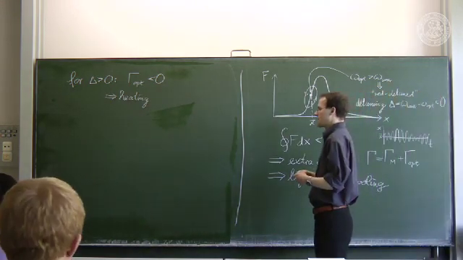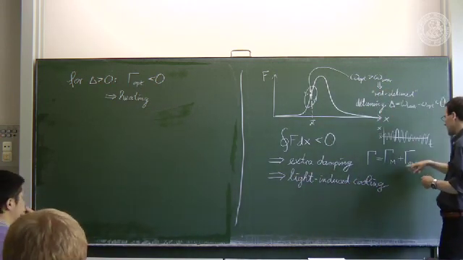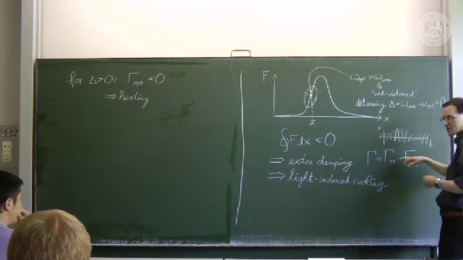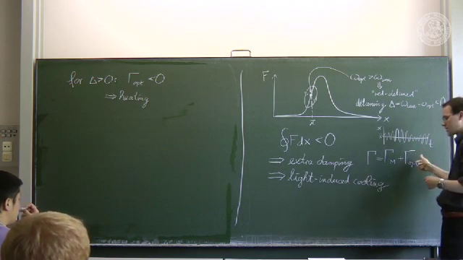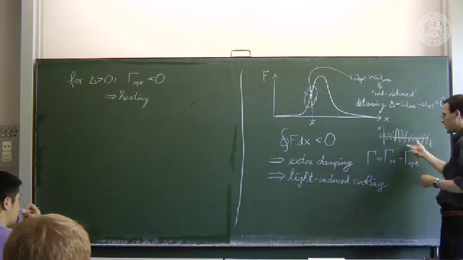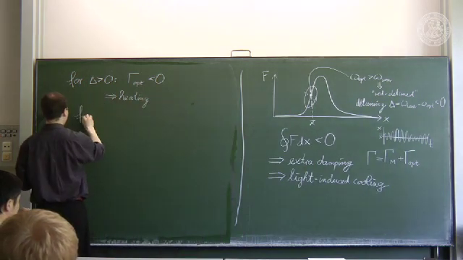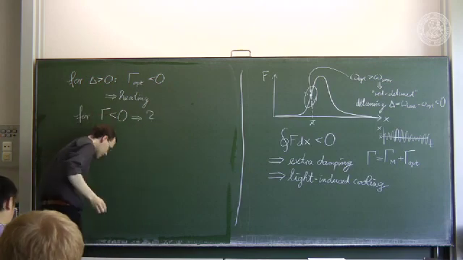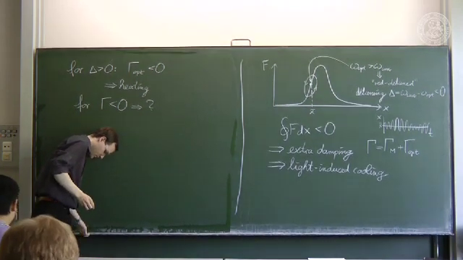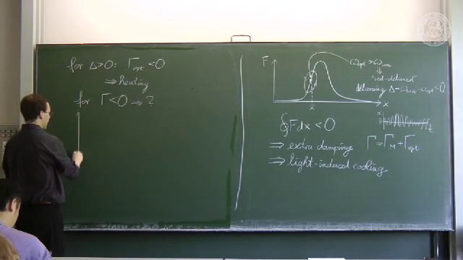Now, there's an interesting situation when you try to increase ever further the magnitude of this extra light-induced damping rate, simply by increasing the laser intensity, because that scales with the laser intensity. Because then, since this is negative, at some point, the overall damping rate will become negative. So the question is, what happens then? Well, that just means the following.